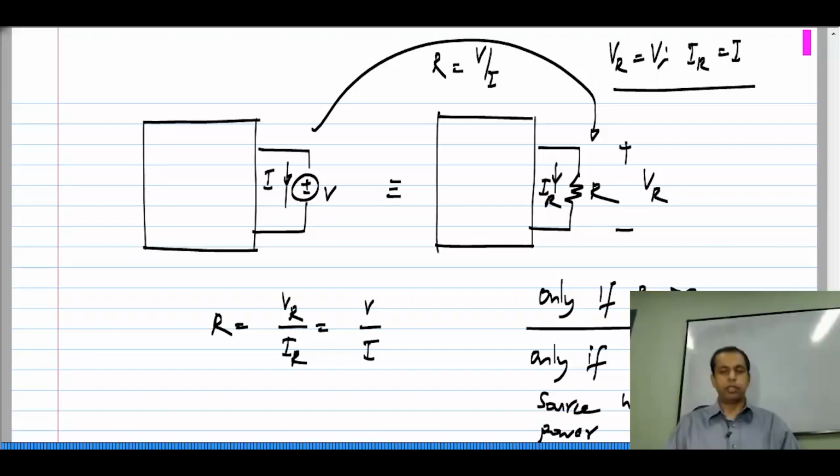So, that is also a variant of the substitution theorem, and sometimes it is useful to come up with circuits where if you end up with too many current sources, you can replace some of them with resistors.